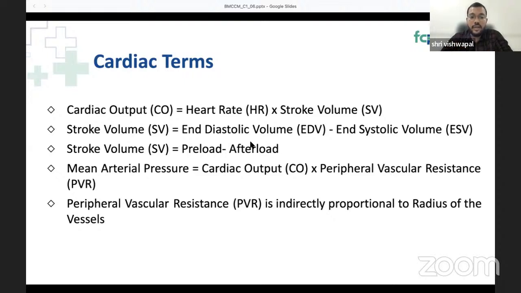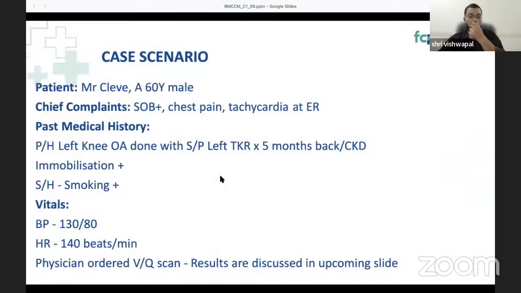So this is a scenario. If the radius of the vessel decreases because of any occlusion or contraction, peripheral vascular resistance automatically increases. When the peripheral vascular resistance increases, the mean arterial pressure increases. Okay, we'll use these terminologies in the further slides. Fine, so we'll move on to a case.